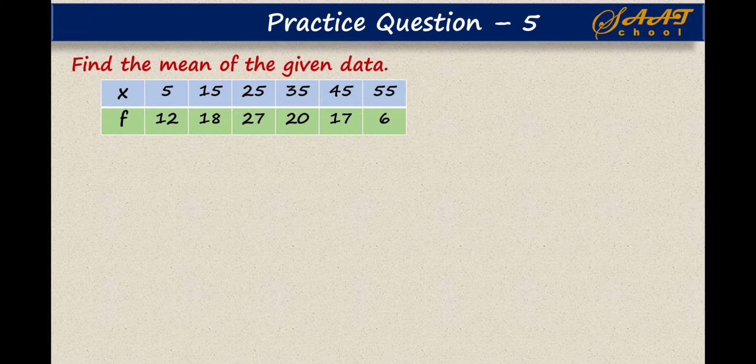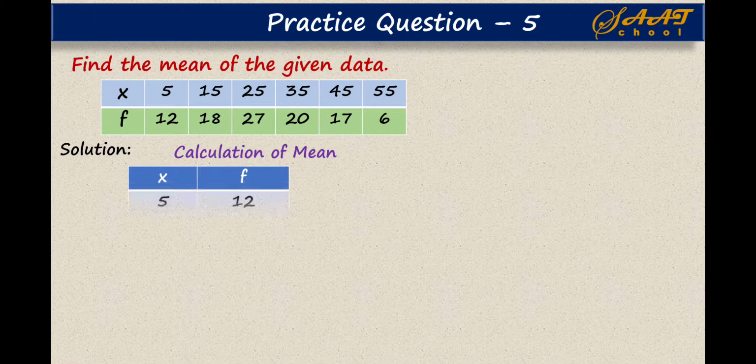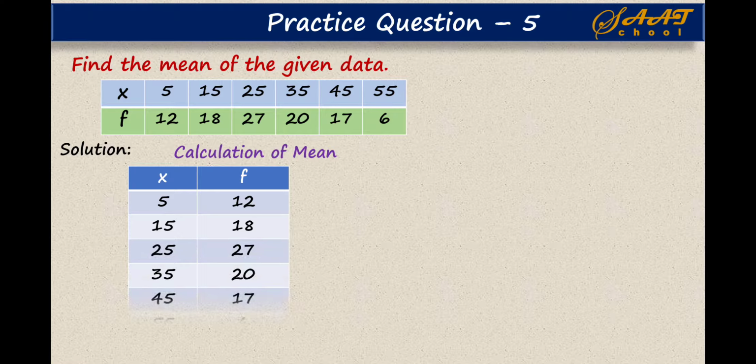Here we have the values of x and f. Now we can write them in columns. So the values of x and f are given. If you sum f, it should equal 100. That is the sum of 12, 18, 27, 10, 20, 17 and 6, which equals 100.